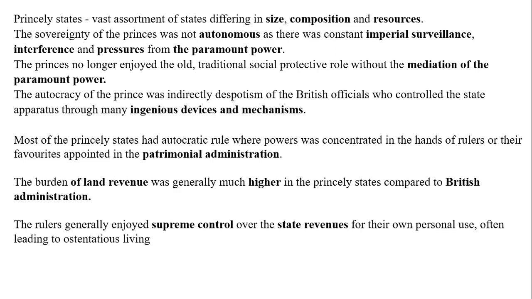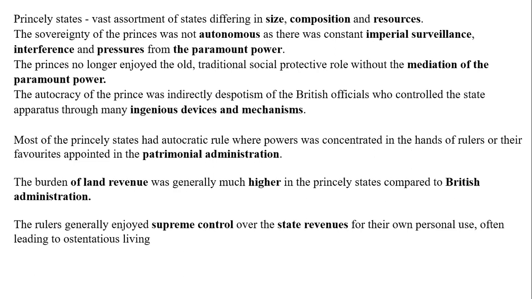So basically, the autocracy of princes was directly controlled by British officials, who controlled the state apparatus through different ingenious devices and mechanisms. And these princes had autocratic rule, and most of the powers were in the hands of their favorites, the feudal lords, in the general term, jagirdars. These administrations were run by rulers or their relatives. Through them, princes were exercising their power, and through princes, the British were exercising their power.